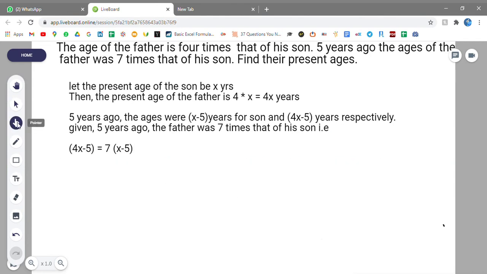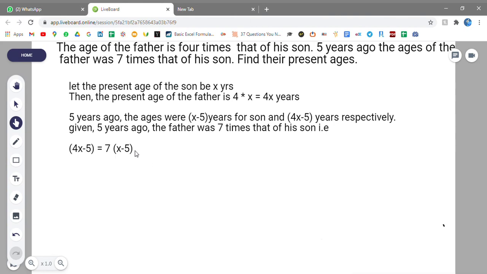How did we get this equation? 5 years ago, the age of the father is 7 times the age of the son. The age of the son is x minus 5, and the age of the father is 4x minus 5. Okay, so this is how we get the equation. We are just comparing the ages of the son and the father here.